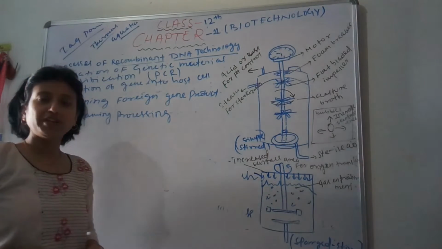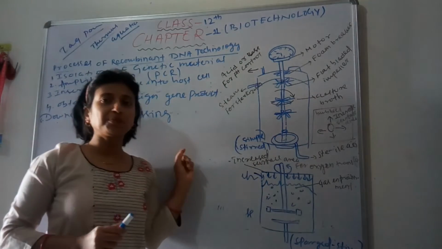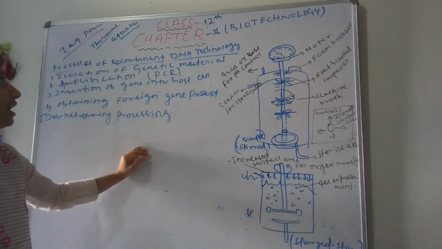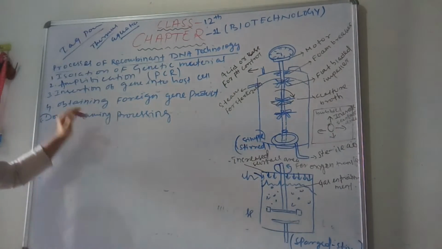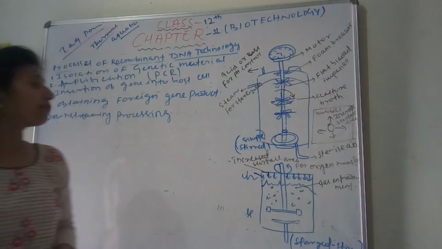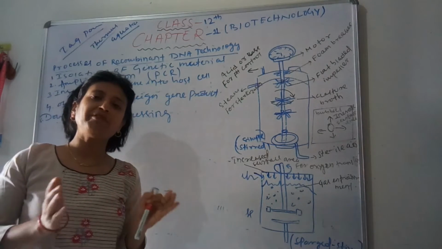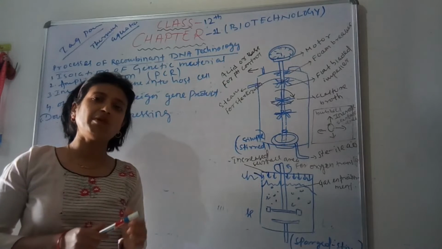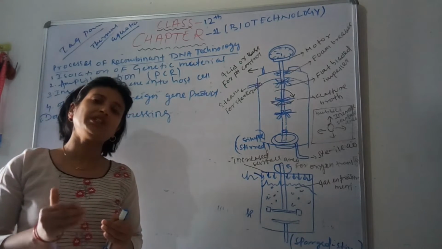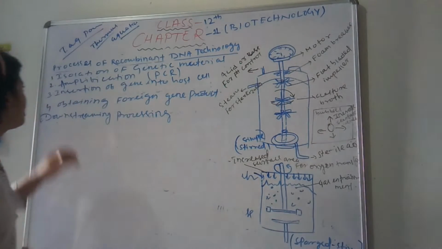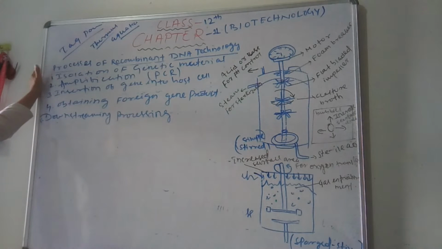Hello students, today we will complete our chapter 11 Biotechnology of class 12. So today we will study about the process of recombinant DNA technology. In our previous class we have already studied about the tools of recombinant DNA technology and cloning vector. So now let's proceed to the process of recombinant DNA technology.